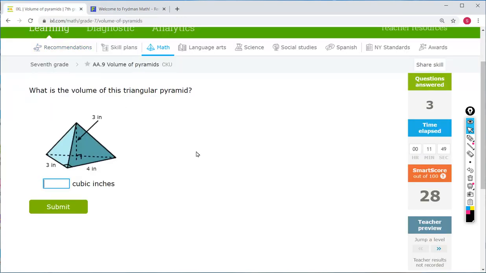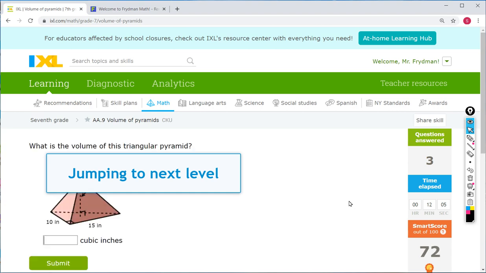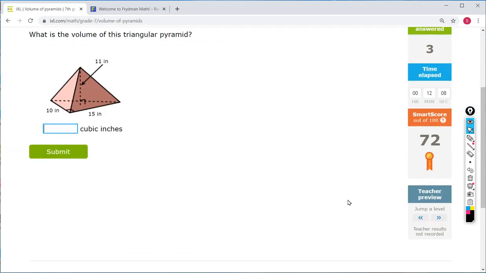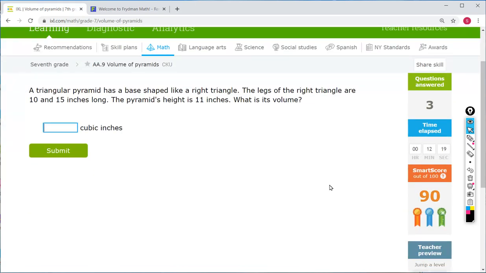Okay, so we just did 2 triangular-based pyramids, so I'm going to skip to the next level. What is the volume of this triangular pyramid? That looks to be the same as what we just did, so I'm going to skip to the next level again. Okay, this is exactly the same. Is it going to give me something different? All right, this is the same thing, just in words.